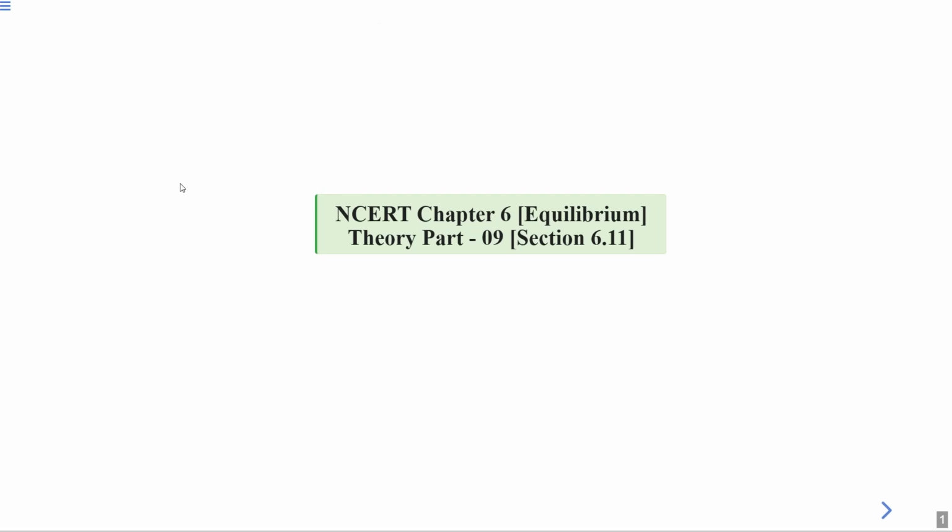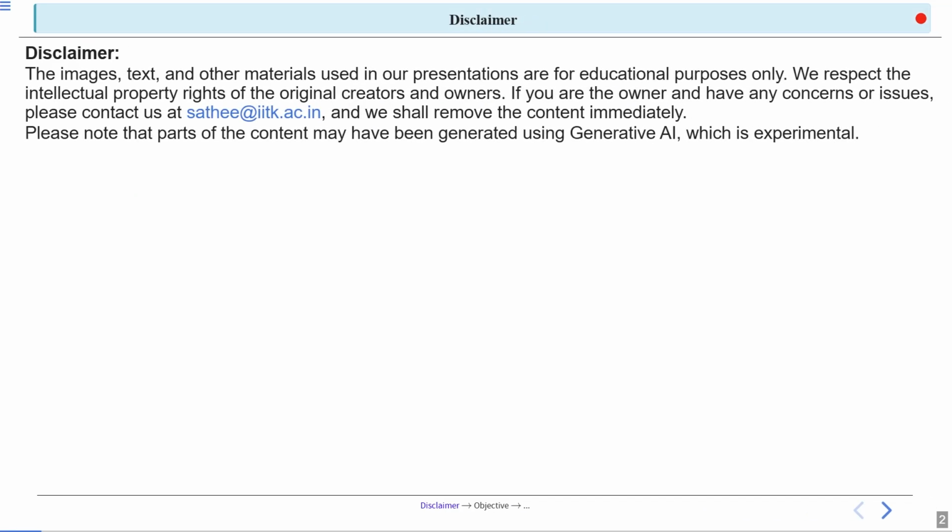So today we will be doing section 6.11 of chapter 6, Equilibrium, in our theory part 9. So this is the disclaimer.